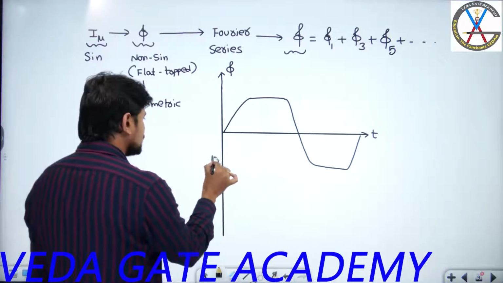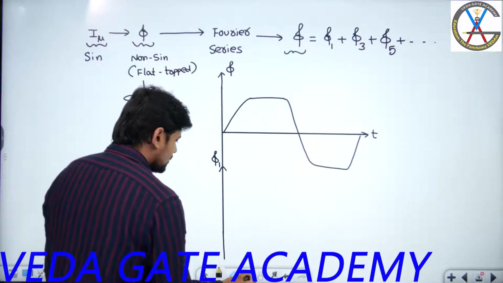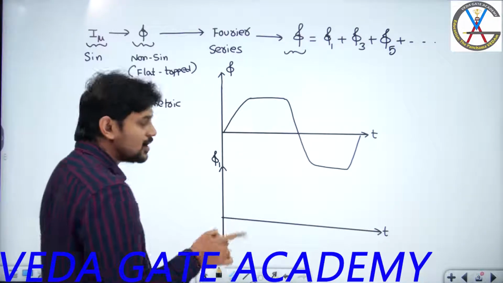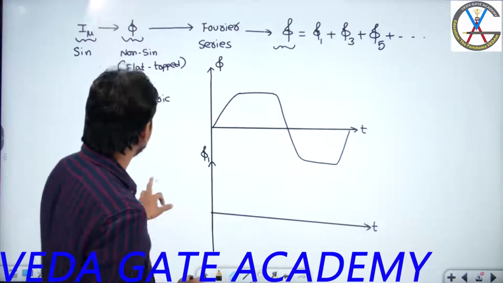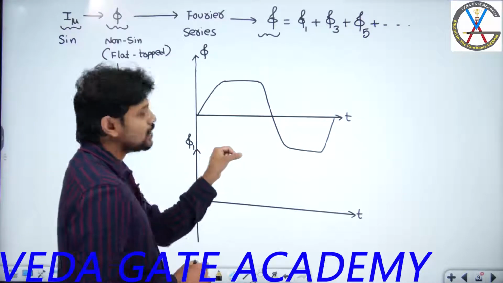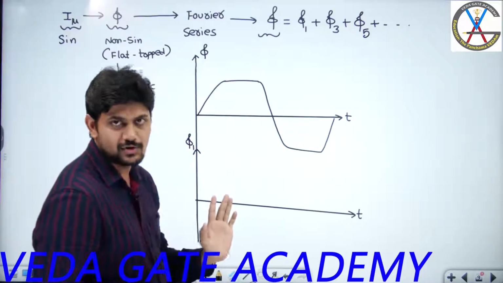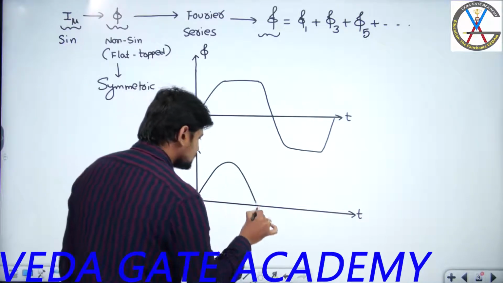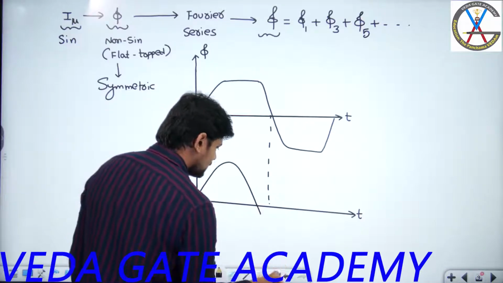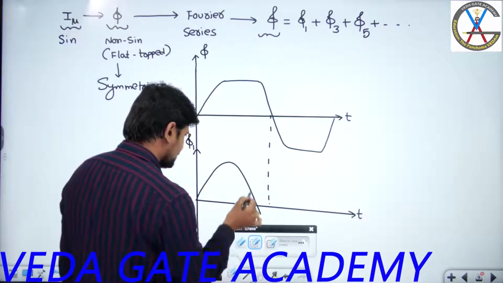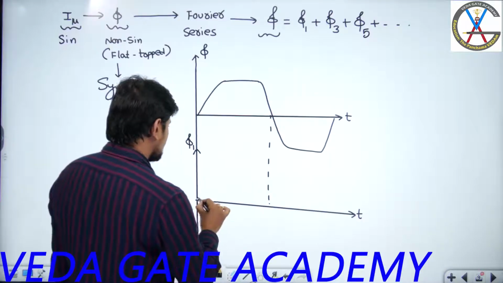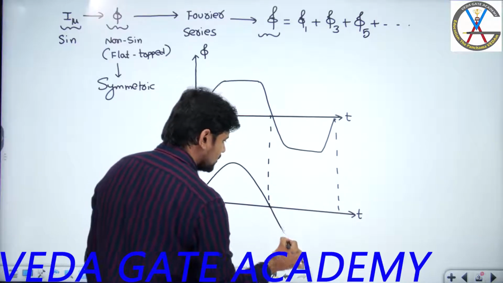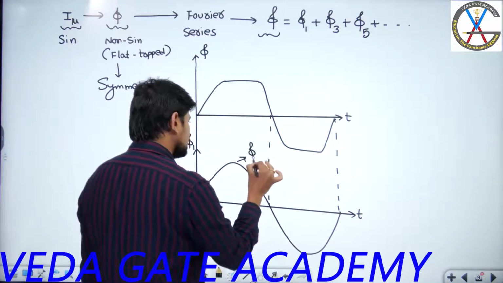In order to get a flat topped flux, let me add the fundamental component of flux and the third harmonic component of flux. The fundamental component of flux is sinusoidal. The third harmonic component of flux is also sinusoidal. If I add those two components, the resultant is flat topped, which is non-sinusoidal. Let me try to see here. I am considering a fundamental component of flux. So this is my fundamental component of flux, which is sinusoidal.